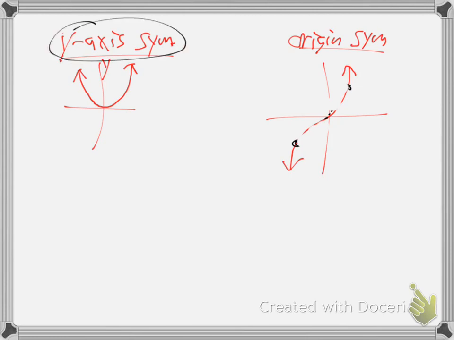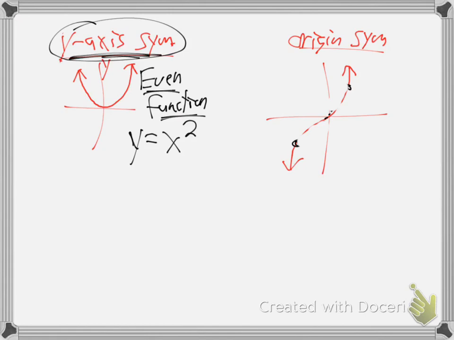Anybody already know? What's the other name for y-axis symmetry? It's an even function. Where are they getting that word even? What is this graph that's sitting there? A parabola. And what's its equation? y equals x squared. Even 2. That's where they're getting that name, because even power functions do that. So they just said, hey, let's call these even. Y-axis symmetry is also called an even function.